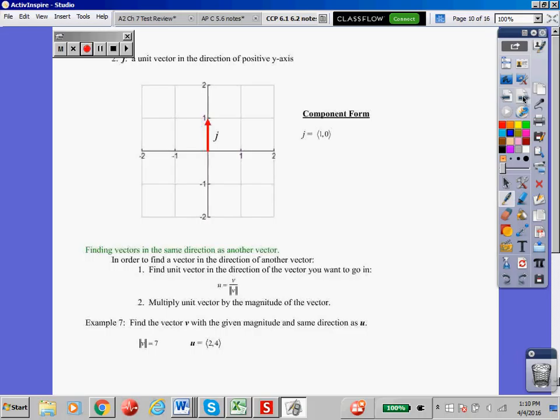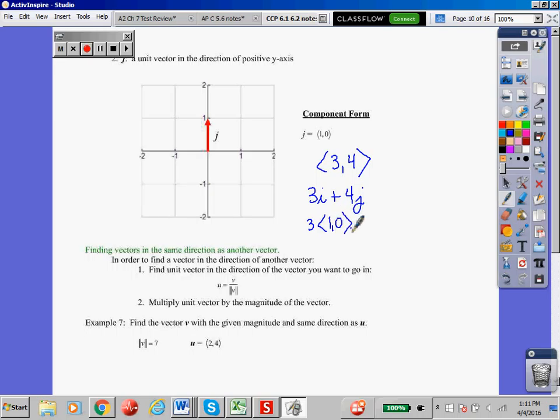Before I go on, if I had, say, the vector 3 comma 4, I could in fact say this is 3i plus 4j. I want you to just watch a moment, because that might be a little confusing at first, but once you get the hang of it, it's really easy. But at first it's like, what? What are you talking about?